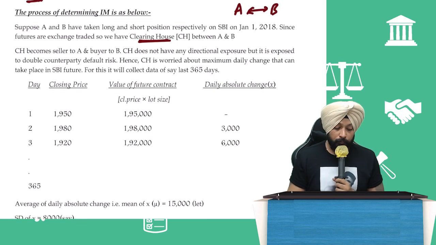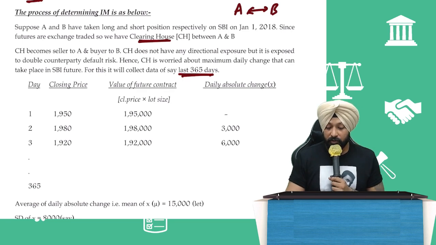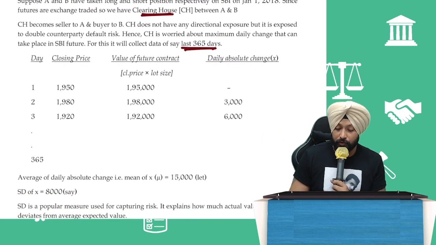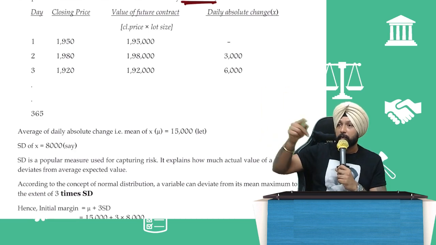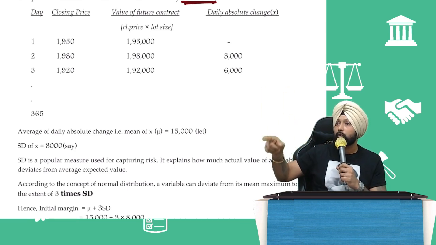Okay. Now, what the clearing house will do is, let's say it will take the data of the last 365 days to understand what kind of movement has happened in a stock. So they take the closing price. We are always interested in the closing prices because your mark to market is done based on closing prices.